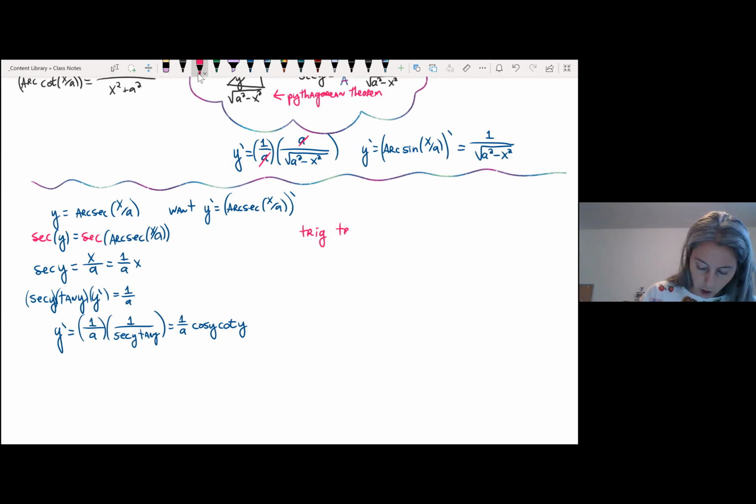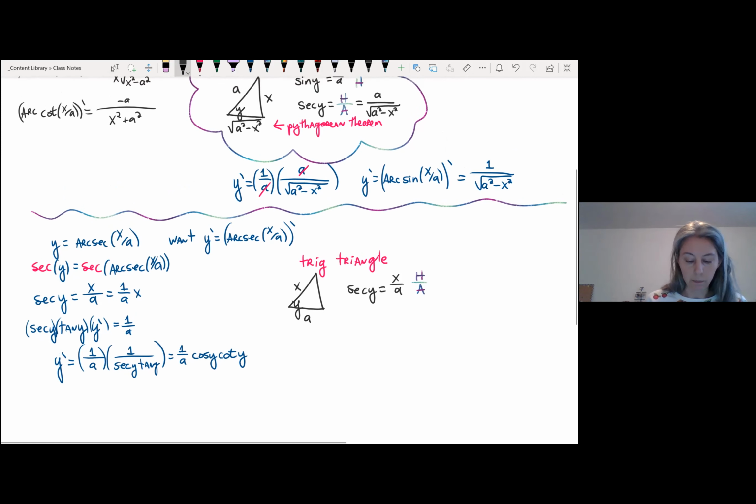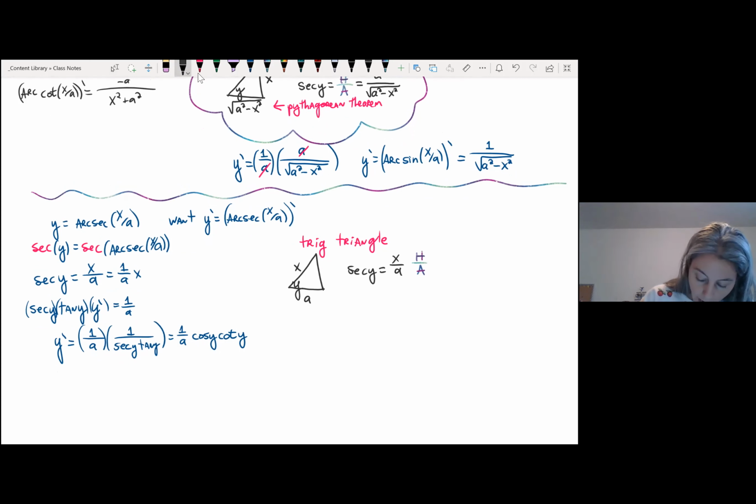So trig triangle. Again, my angle is going to be that y. My original function gave me that secant y is equal to x over a. And we've remembered that secant is just going to be cosine flipped over. So that's going to give me hypotenuse over adjacent. So my hypotenuse here is x and my adjacent is a. And then same as before, we are using Pythagoras to solve for this other side. And we'll get the square root of x squared minus a squared using the Pythagorean theorem.